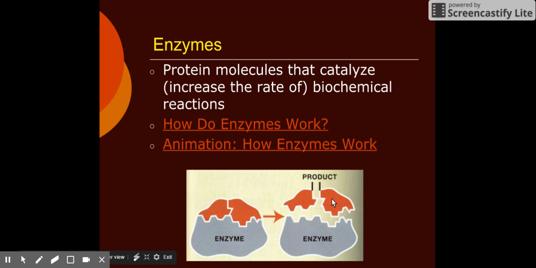It can go the other way though too. So you could have two substrates that come into the enzyme, and then the enzyme forces them together or bonds them together and then releases one large product. Enzymes will get reused over and over and over. We'll talk about on another slide here that they work in ideal conditions. So there are certain conditions that each enzyme will work in, but they can continue to be used after they've been used once.